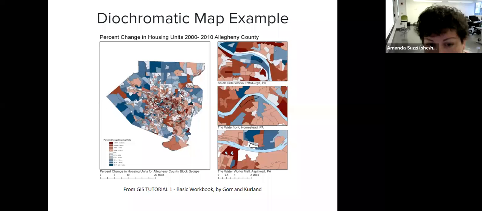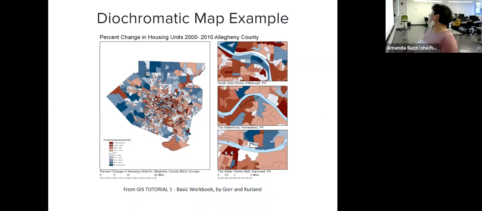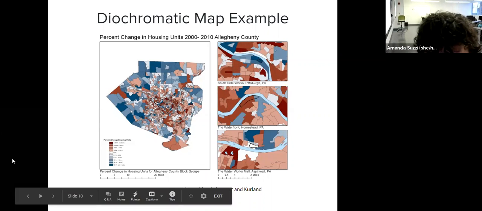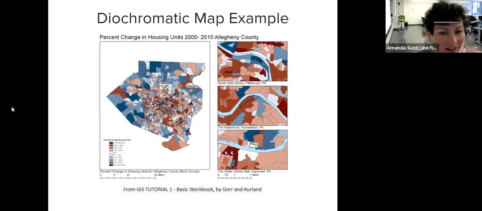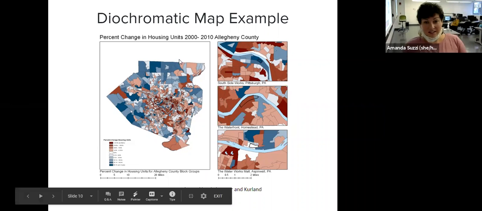So it's showing a loss of housing units in central Pennsylvania, Allegheny County, and an increase on the outskirts. Do you guys know what we call that? Suburban sprawl. Suburban sprawl.